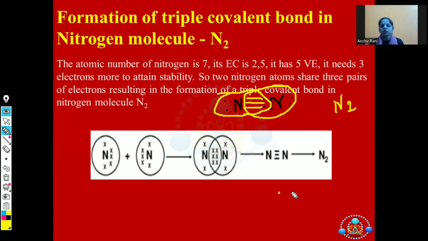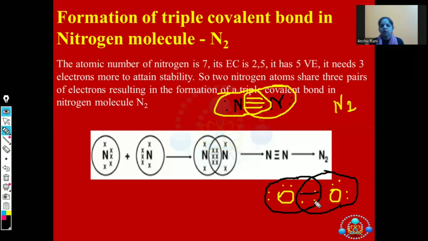In case of oxygen, oxygen was sharing 2 pairs of electrons. Oxygen is having 6 electrons in outermost shell. So it is sharing 2 pairs of electrons and they are making O2. This is structure of O2. Bond order in oxygen is 2.